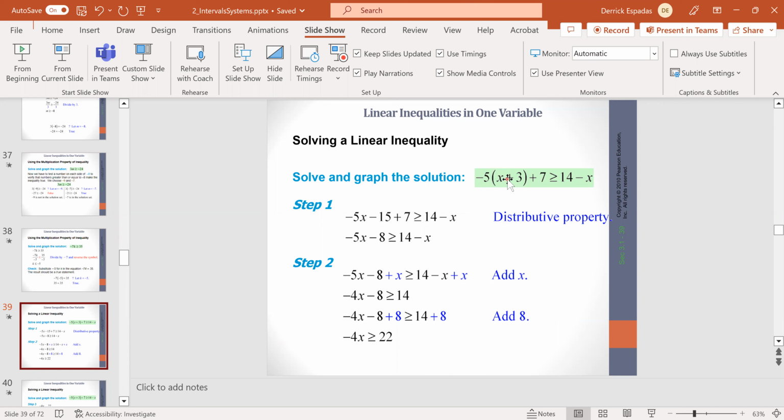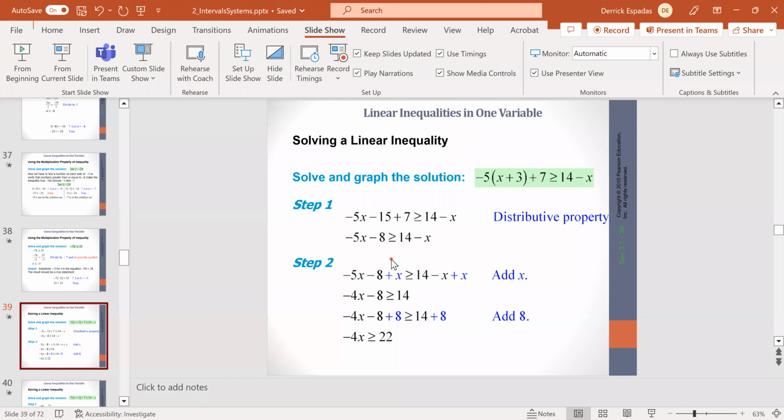So negative 5 times x is negative 5x. Negative 5 plus 3, positive 3 times positive 3 is going to be negative 15. We're just going to carry that 7 down. It still stays greater than or equal to 14 minus x. Now, what we can do is go ahead and combine the negative 15 and 7 to make things a little smaller, a little easier to read. So negative 15 plus 7 is negative 8. So now we got it down to negative 5x minus 8 is greater than or equal to 14 minus x.